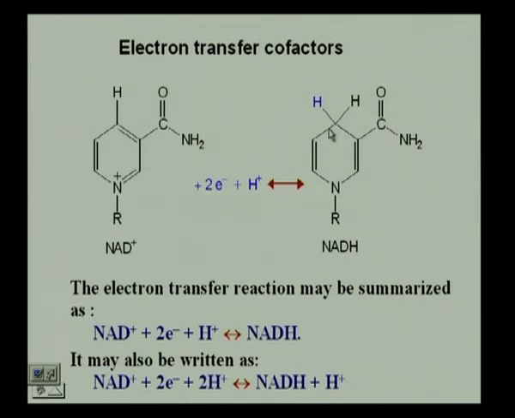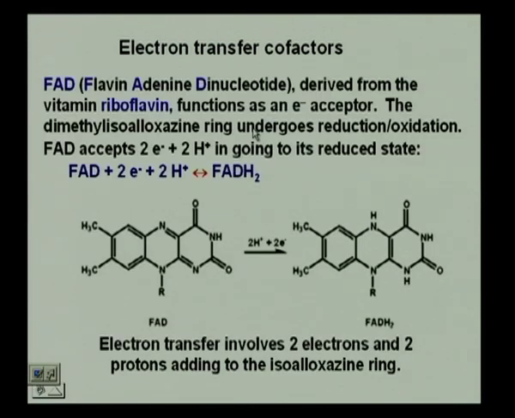So we have NADH. The next one that we looked at was flavin adenine dinucleotide, FAD. That goes to FADH2, where 2 protons add to the 2 nitrogens of this isoalloxazine ring. This isoalloxazine ring is the flavin part. We have an adenine dinucleotide part, a flavin adenine dinucleotide that is derived from the vitamin riboflavin.